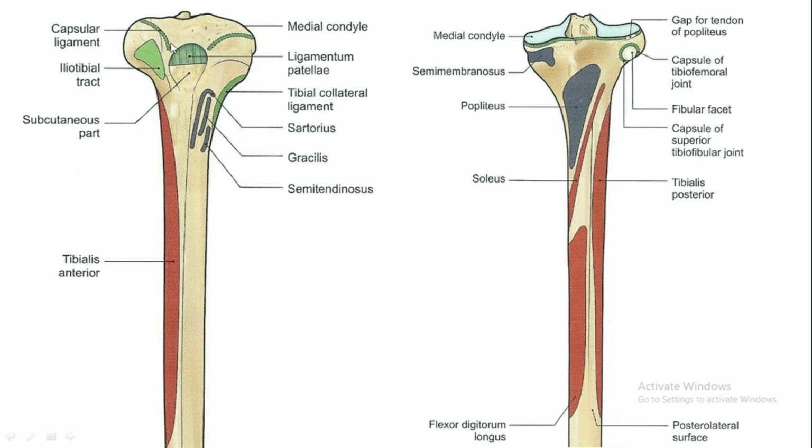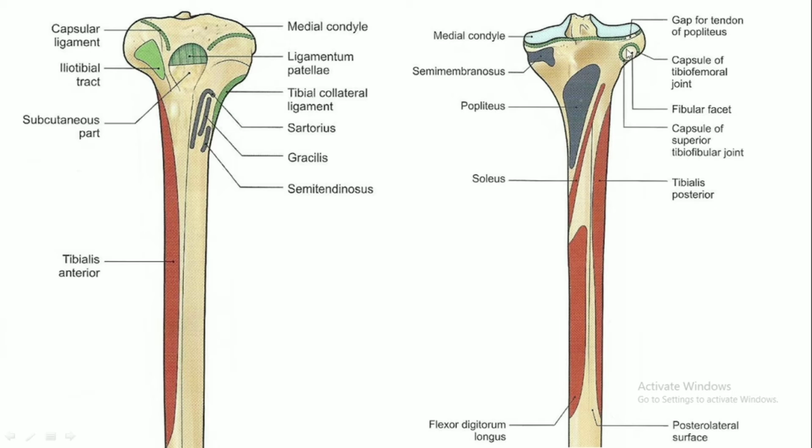In the posterior surface of the lateral condyle, in the capsule of the knee joint there is a gap for the tendon of popliteus. So here the groove on the posterior surface of the lateral condyle is occupied by the tendon of popliteus. That is about the medial condyle and the lateral condyle.